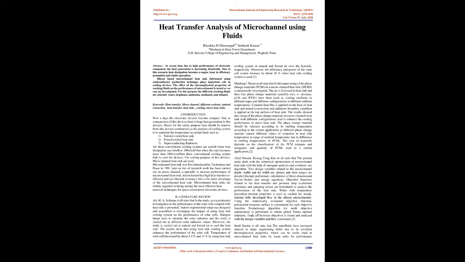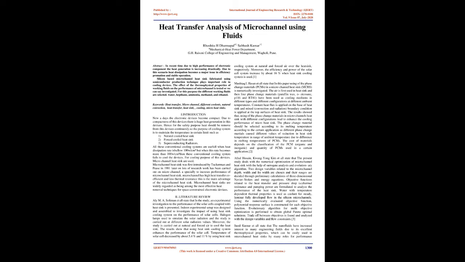2. Literature review. Ali M. A. Solomon et al. state that in this study, an experimental investigation of the performance of solar cells coupled with a heatsink is presented. An indoor experimental setup was designed and assembled to investigate the impact of using a heatsink cooling system on the performance of solar cells. Halogen lamps were used to simulate solar radiation, and the study is carried out at different solar radiation values. Moreover, the study is carried out with natural and forced air to cool the heatsink.